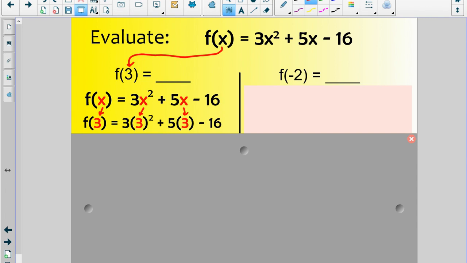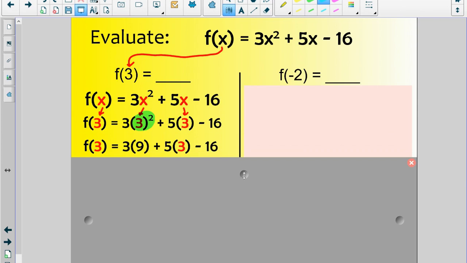From here, we follow PEMDAS. So parentheses first. Well, there's not really anything we can do inside the parentheses. So the next thing we would do is the exponents. And we actually have something with an exponent. It's just that part that I highlighted. It's just the 3 squared. Remember that means it's 3 times itself. So this is going to become 3 times 9 plus 5 times 3 minus 16.